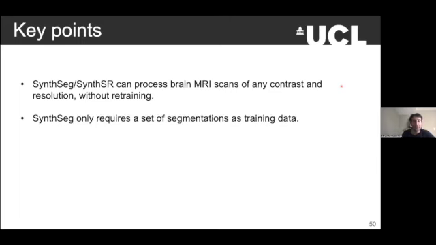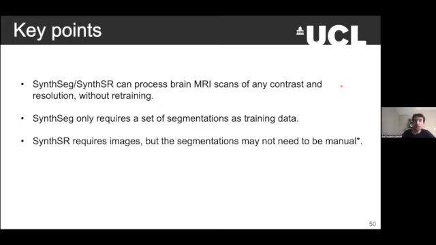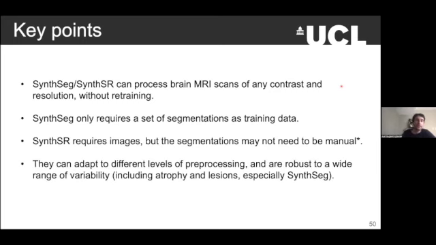Also, SynthSeg only requires segmentations as training data. SynthSR requires images, but the segmentations don't have to be manual necessarily. And if you simulate this during training, you can adapt to different levels of preprocessing. So they become robust to a huge range of variability. And again, especially including atrophy and lesions, like I said, we threw in all these cases from ADNI and HCP to make it more diverse.